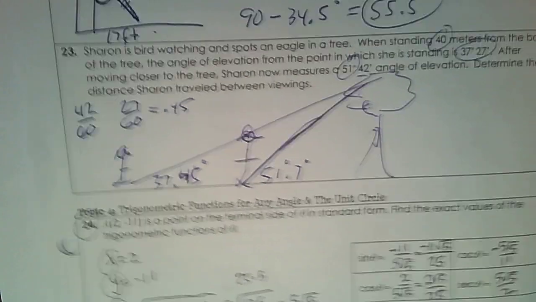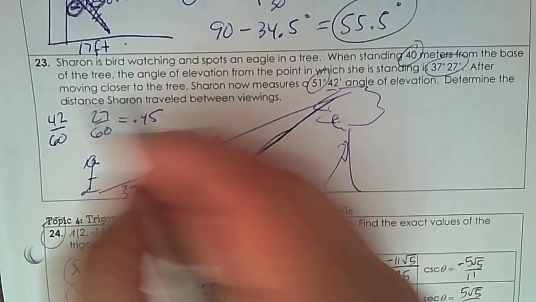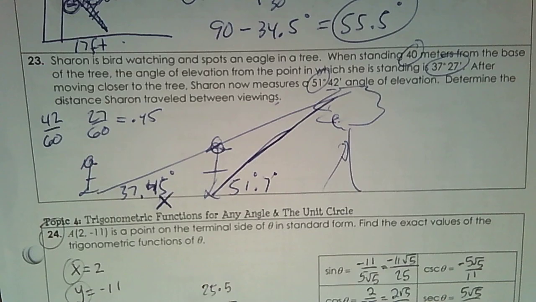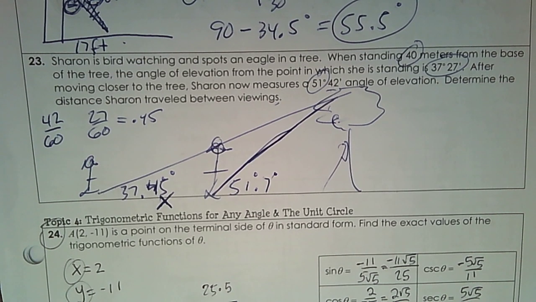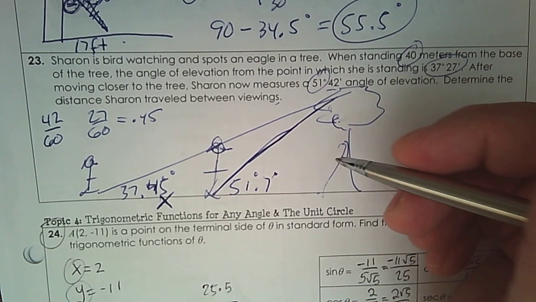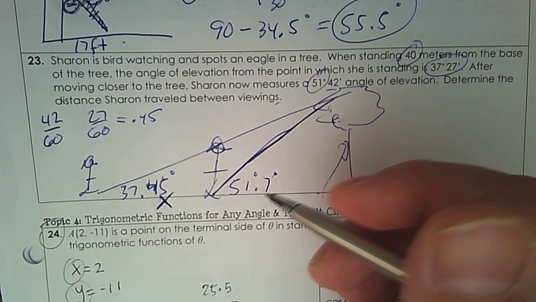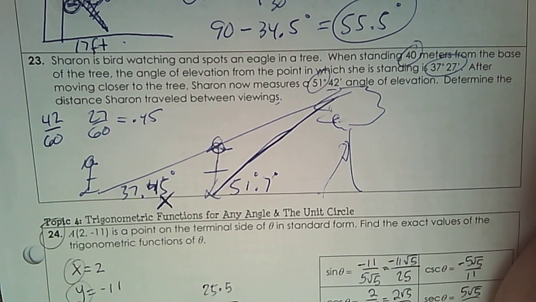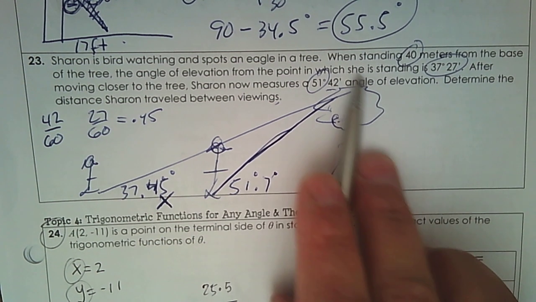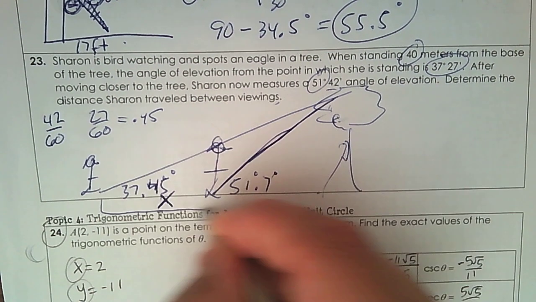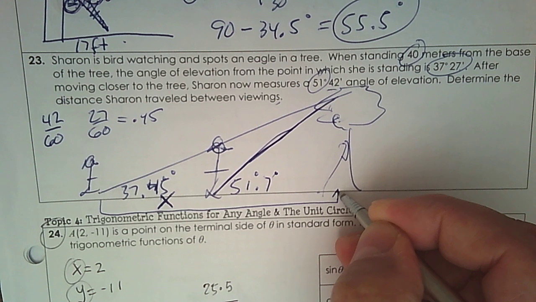And the question is, what's the distance Sharon traveled between the viewings? So this right here, this is what I'm looking for. So I don't need right triangle trigonometry, I'm actually going to use the law of sines here. So what I need is a side that I know. Do I know any actual side? When she's standing 40 meters from the base, this whole distance here is 40.